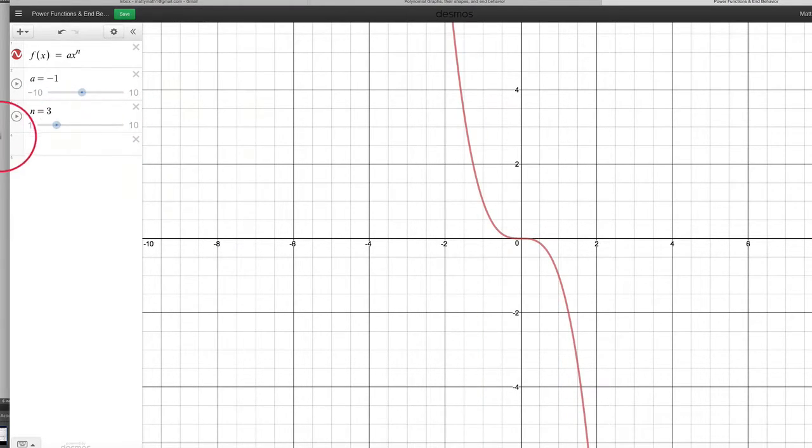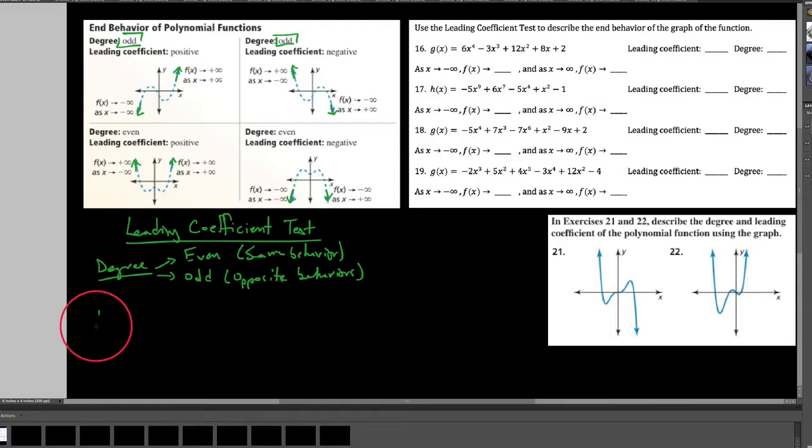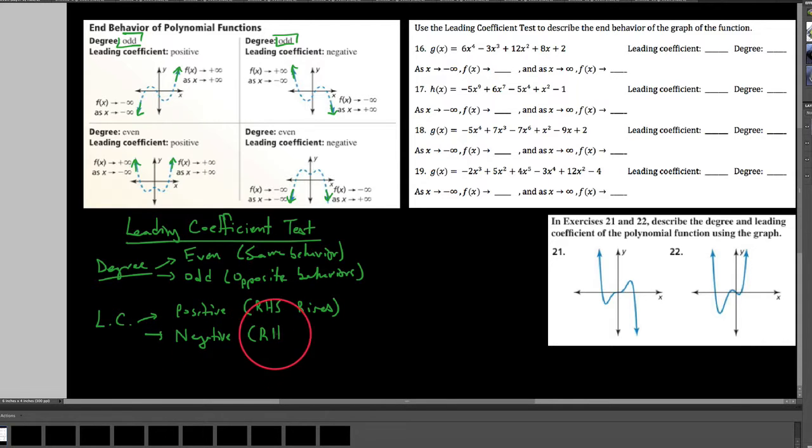And so the reason why we give this the name the leading coefficient test is because if our leading coefficient is positive, then we're going to say the right-hand side rises. And if our leading coefficient is negative, then our right-hand side falls. The neat thing, though, is the leading coefficient test always tells us just how the right-hand side of our graph is going to behave.